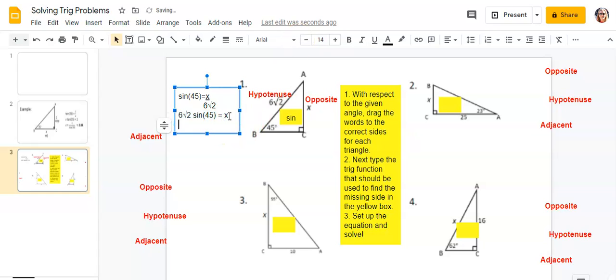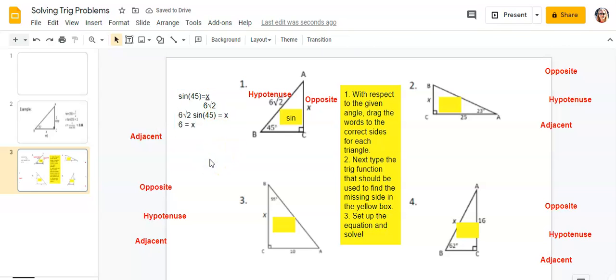So 6 equals x. That makes so much sense because think about a 45, 45, 90. Remember how the legs, if I want to go from the hypotenuse to a leg, I would have to divide that by square root of 2. So 6 divided by square root of 2 would just be 6. Okay, so that makes sense. All right, so I've done this one for you. I hope you followed along. Now you need to go do 2, 3, and 4.